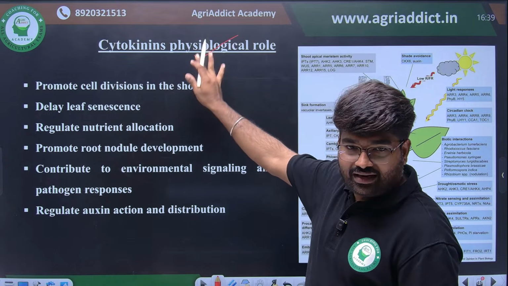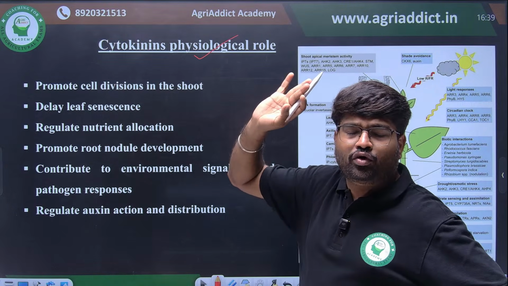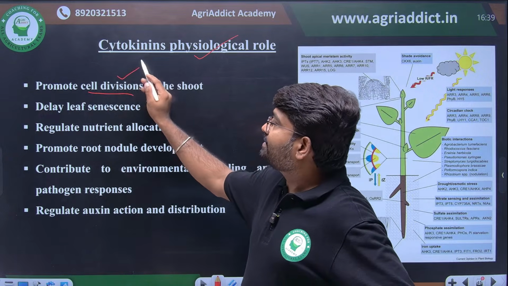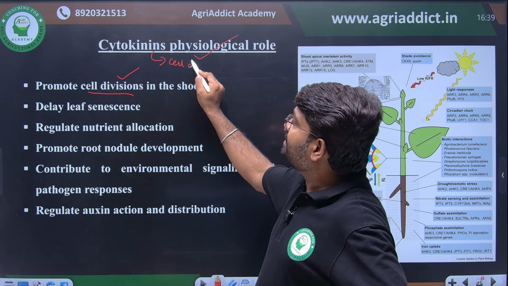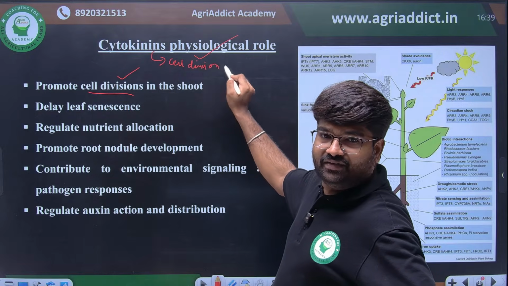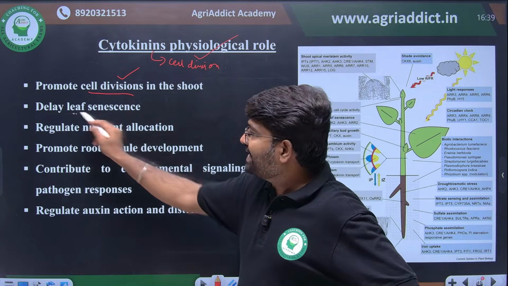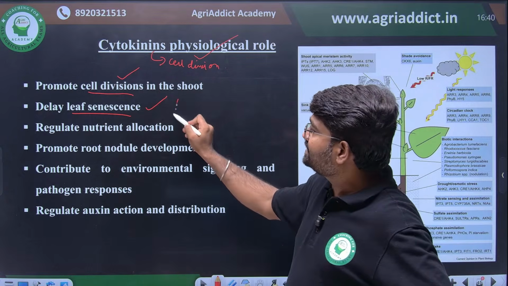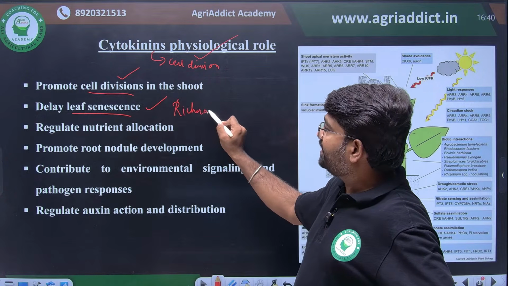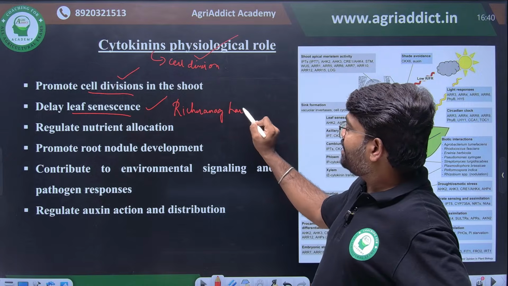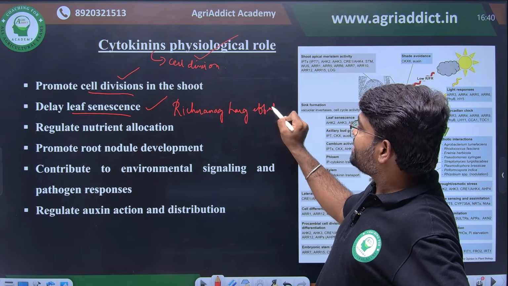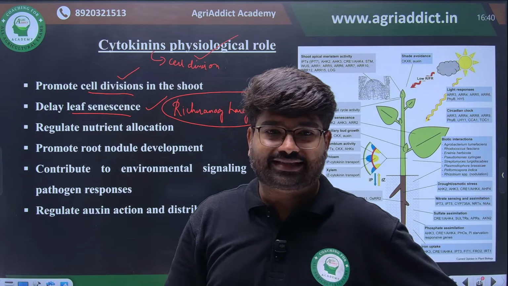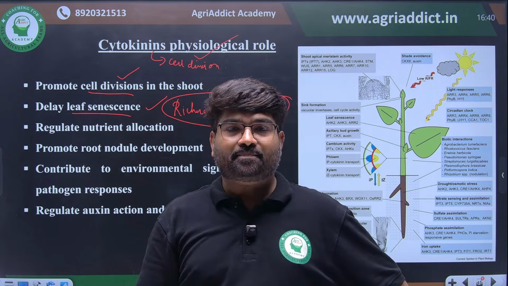In major physiological functions, the first and foremost important thing you have to remember is cytokinin is a cell division hormone. It will delay senescence. The delaying of senescence by cytokinin is known as the Richmond-Lang effect. This is another important objective point you have to remember. Delay of senescence by cytokinin is known as the Richmond-Lang effect.